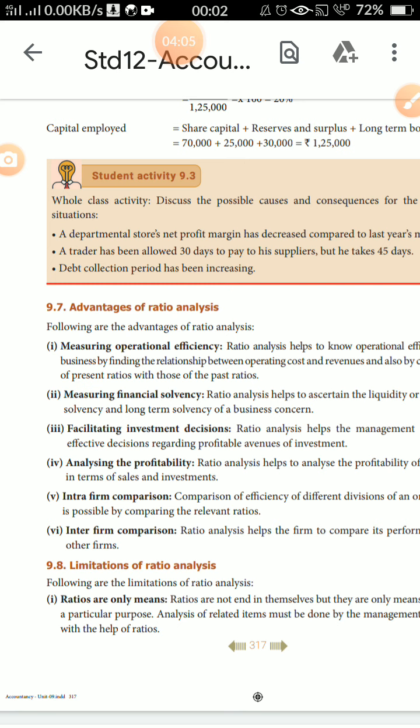Next one, limitations of ratio analysis. First limitation: ratios are only means. Ratios are not ends in themselves, but they are only means to achieve a particular purpose. Analysis of related items must be done by the management or experts with the help of the ratios.